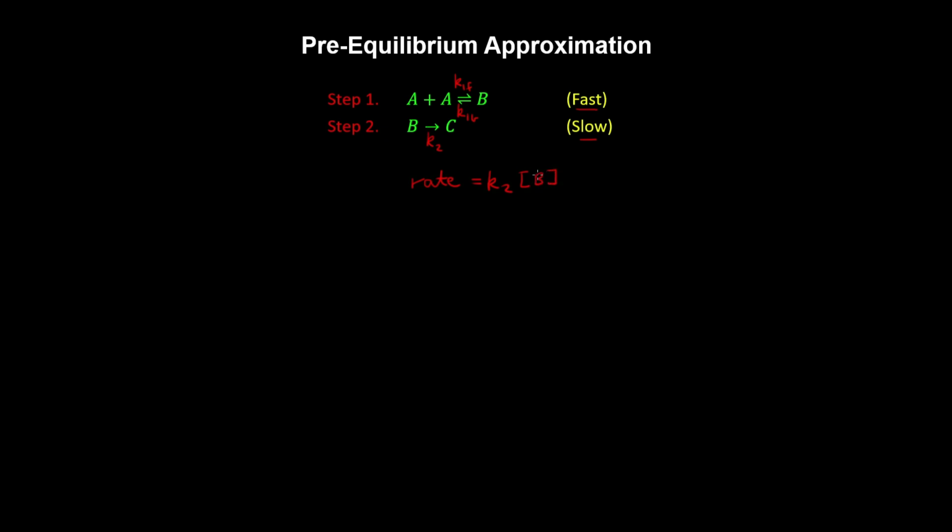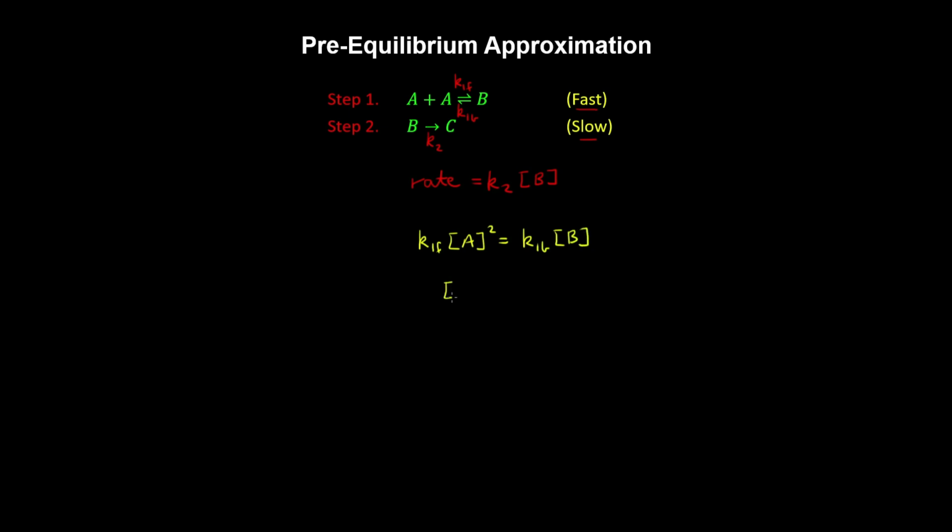And B is an intermediate, so this is not our final rate law, which we need to write in terms of the reactants. So using the pre-equilibrium approximation, we assume that equilibrium is reached quite quickly, where the rate at which A is consumed in the forward reaction is equal to the rate at which B is consumed in the backward reaction.